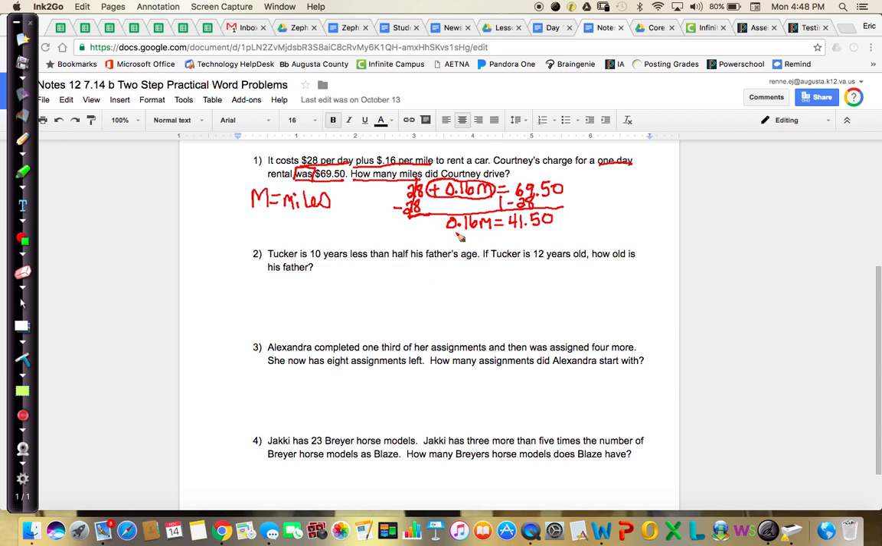Now, the opposite of multiplication is division. So we're going to divide both sides by 0.16. Of course, this will equal 1 in disguise, so m will equal 259 and 375 thousandths miles. So 259 and 375 thousandths miles.